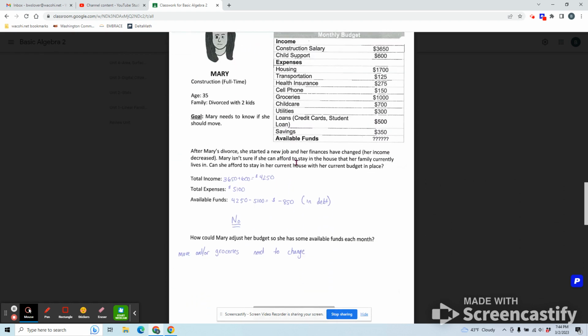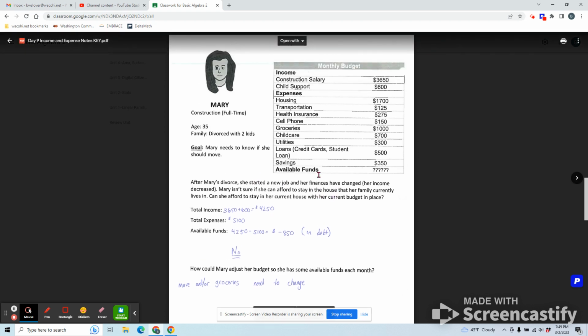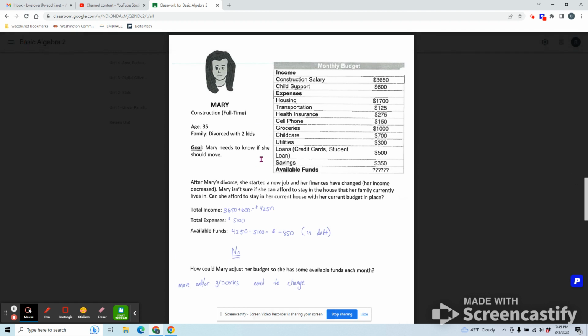Here's Mary. Mary's divorced. She's got 2 kids. She wants to know if she should move. So after Mary's divorce, she started a new job and her finances have changed. Her income has decreased. Mary isn't sure if she can afford to stay in the house that her family currently lives in. Can she afford to stay there? So essentially, she got a divorce.